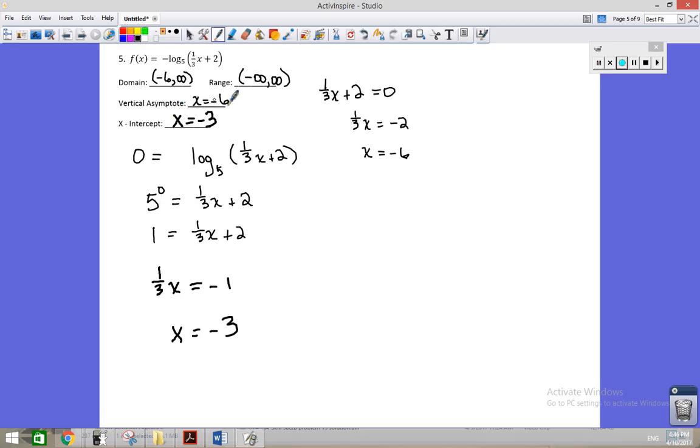Remember, the asymptote is representing a line, and the x-intercept, that's just the x-coordinate of a point.